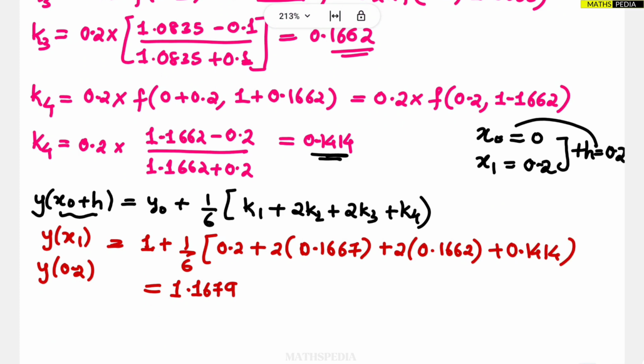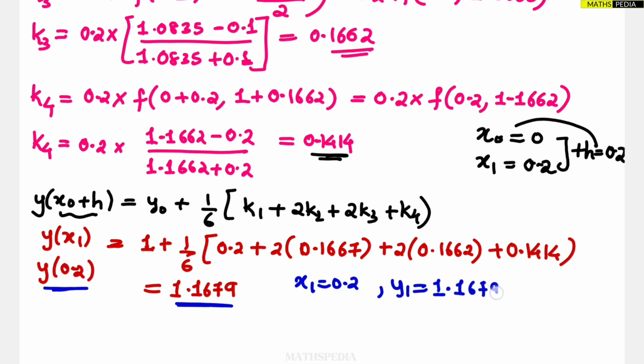Now here you need to understand what the value of this is. Y of 0.2 means x1 equal to 0.2. I am getting the answer of y1 as 1.1679. Okay, this is the meaning of this. So we got the answer.